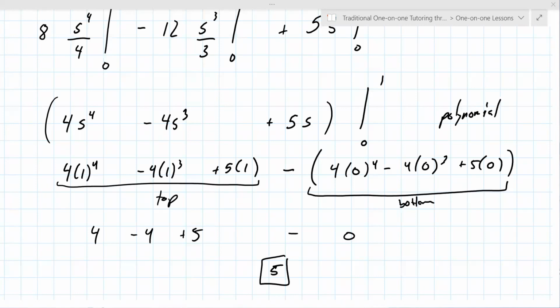There's an entire table of integrals. Did your instructor give you one? Do you have one in your book?